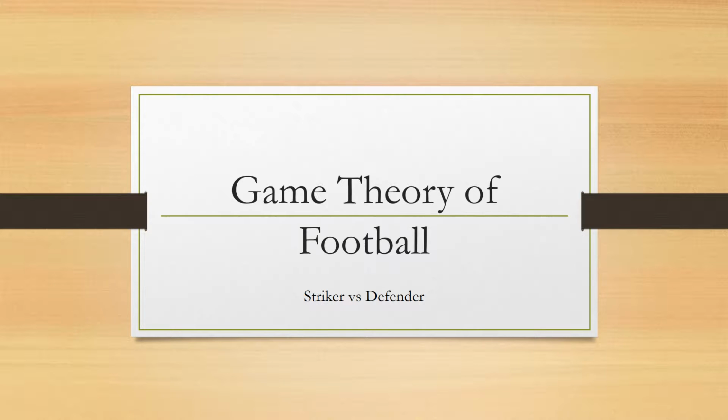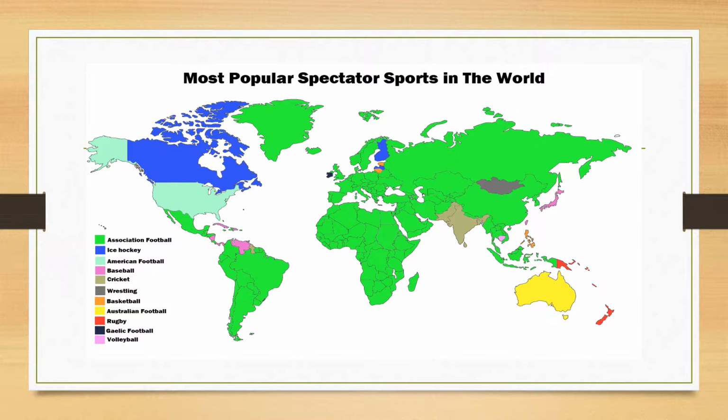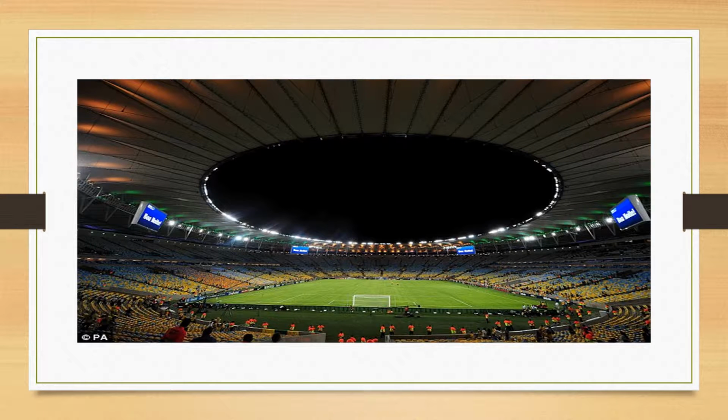In this video, I will be demonstrating a real-life game theoretic situation between a striker and a defender in the context of football. Football is classed as the most popular sport on earth. It is the most watched and the most played sport by people over the globe. Over 1 billion people spectated the last World Cup final in 2014.